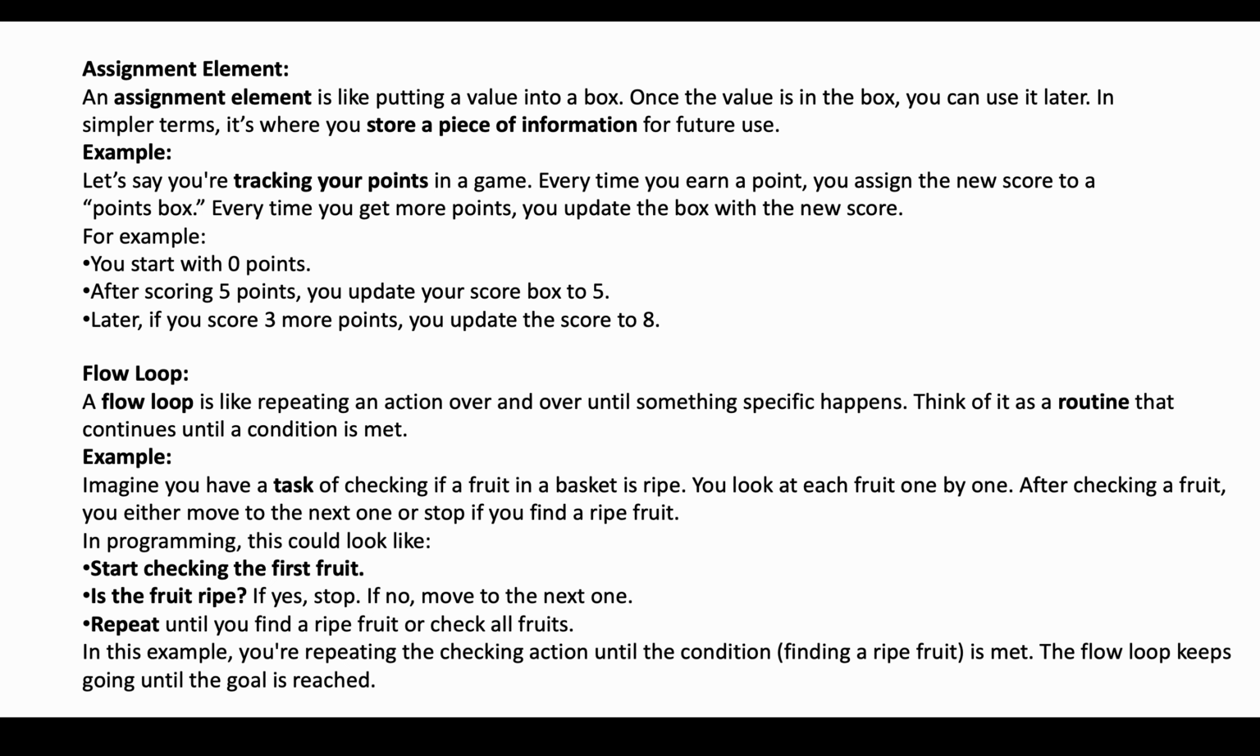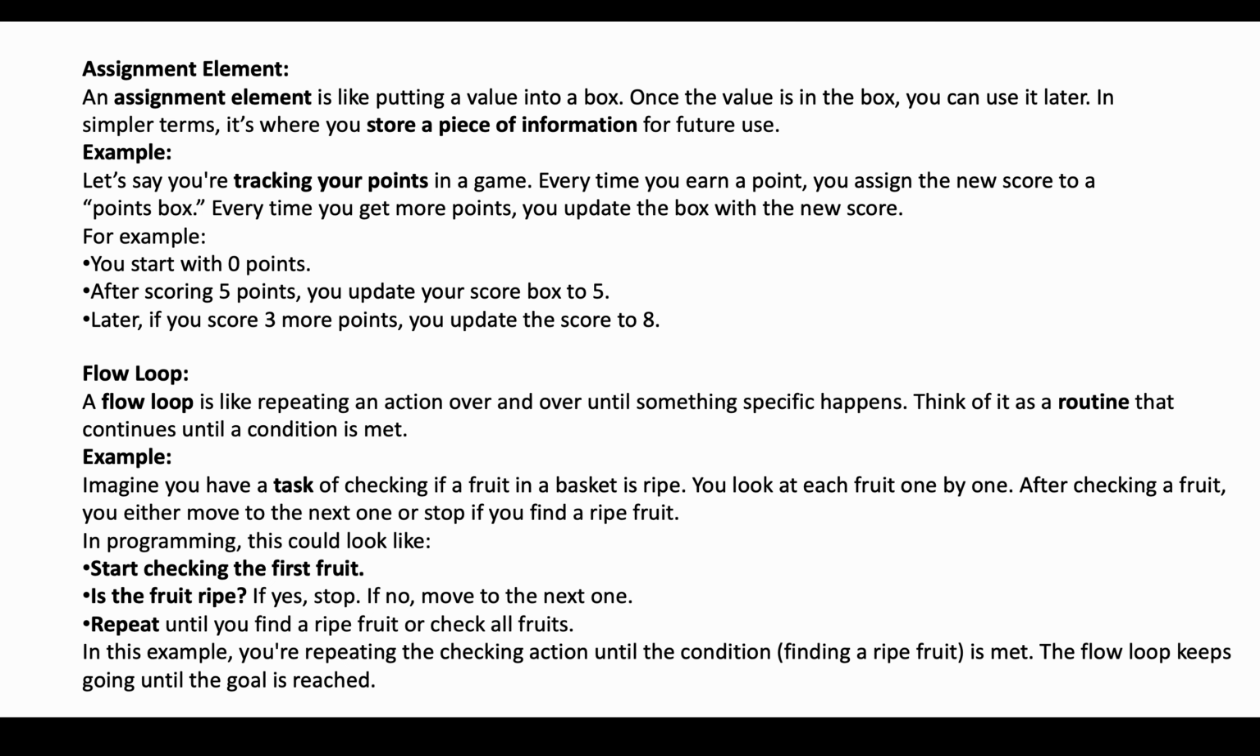A flow loop is like repeating an action over and over until something specific happens. Think of it as a routine that continues until a condition is met. So something we want, the criteria, is still not complete, and the process should be repeated over and over until something specific happens.